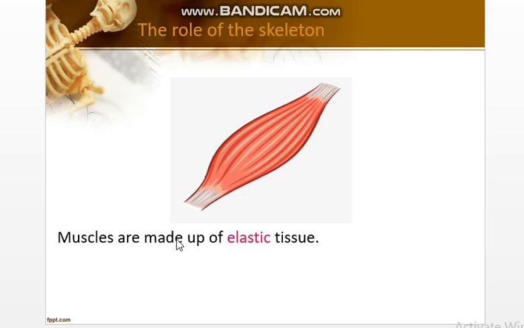Now it's time to start talking about the muscular system. The muscular system is the system that is made of muscles. Muscles are elastic tissue on your body. They look like flesh. In your body there are about 650 muscles.